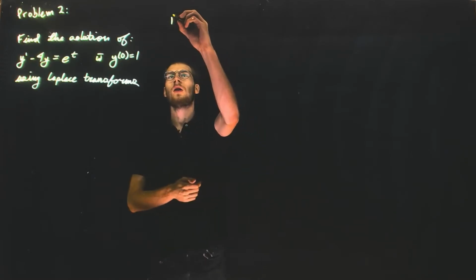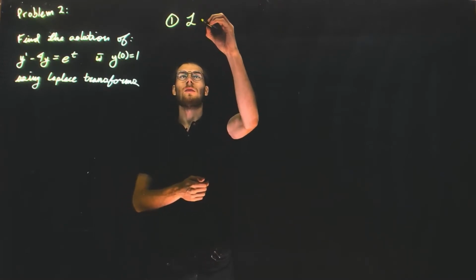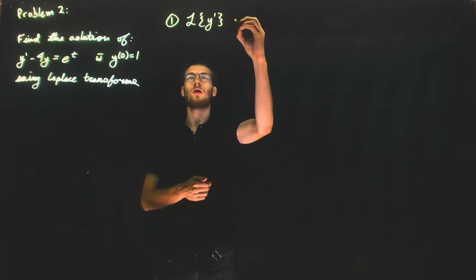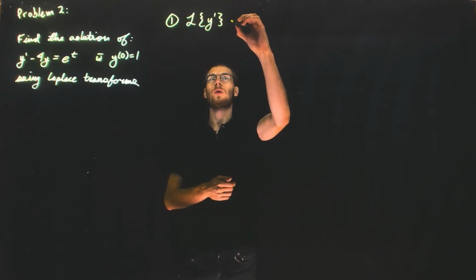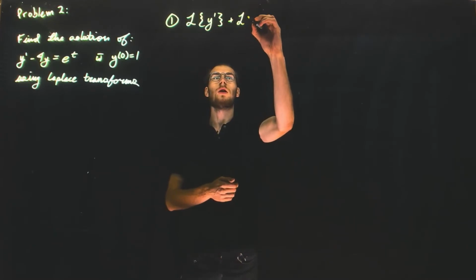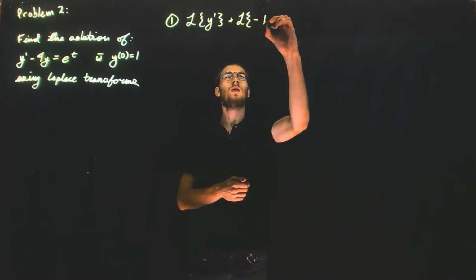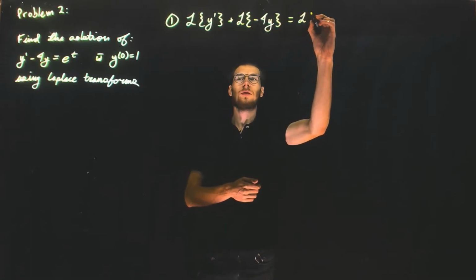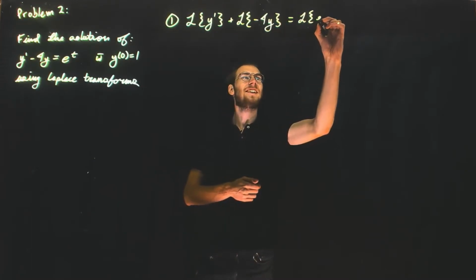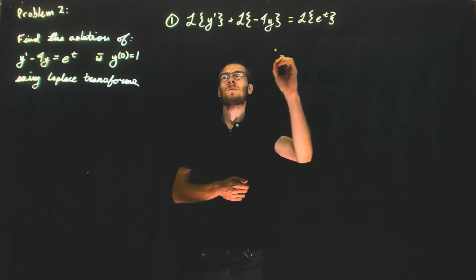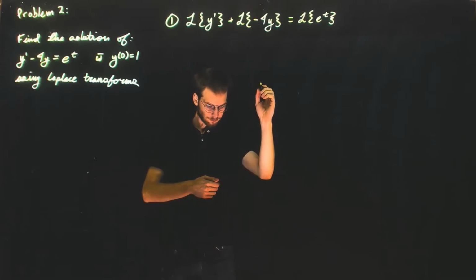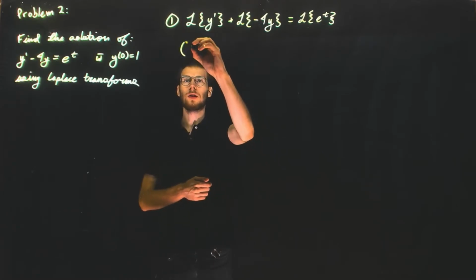So step 1 is going to be applying the Laplace to both sides, and again, you want to separate each term of your equations out and apply the Laplace to them individually. Now we apply the Laplace transform. And so that's going to look like this.